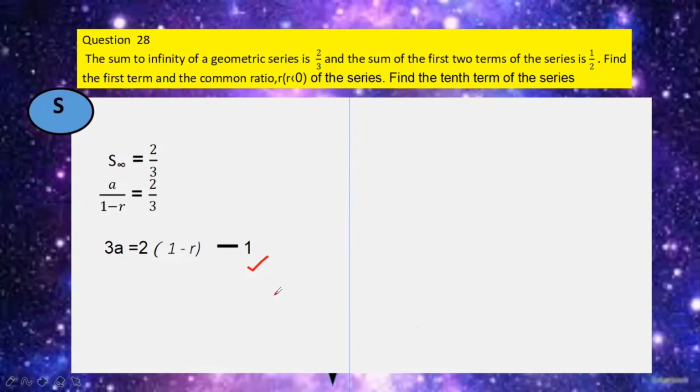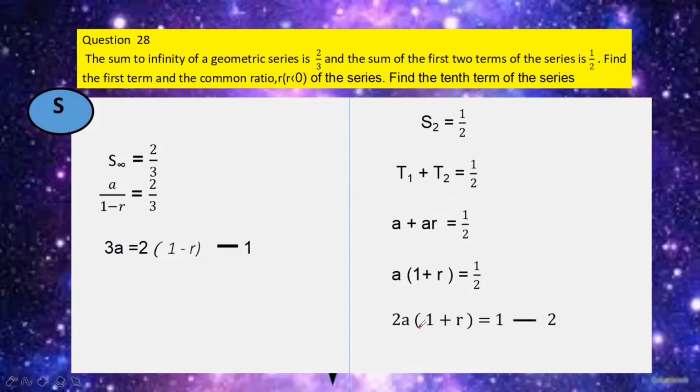Okay, next step is to find another equation, equation 2. It is stated in the question that the sum of the first two terms is 1/2. So S2 equals 1/2. So what is the formula? T1 plus T2 equals 1/2. So T1 is A and T2 is AR, equals 1/2. And then factorize A and you will get A(1 plus R) equals 1/2. And then you cross multiply, where 2 is multiplied with A(1 plus R) equals 1. So you will get 2A(1 plus R) equals 1. This is equation 2.